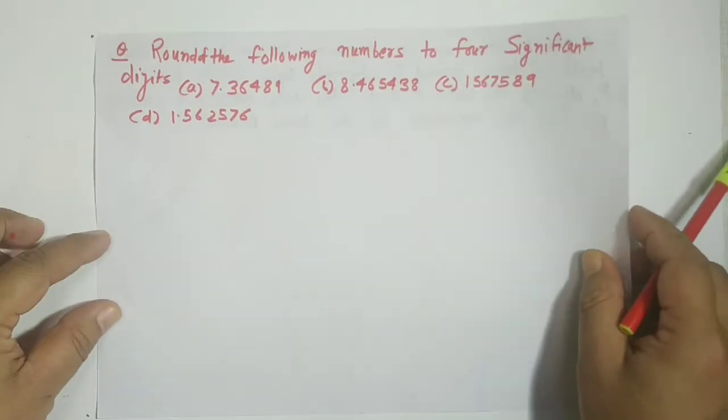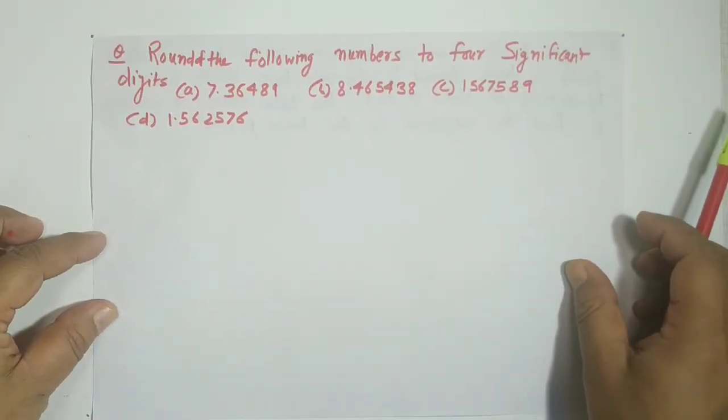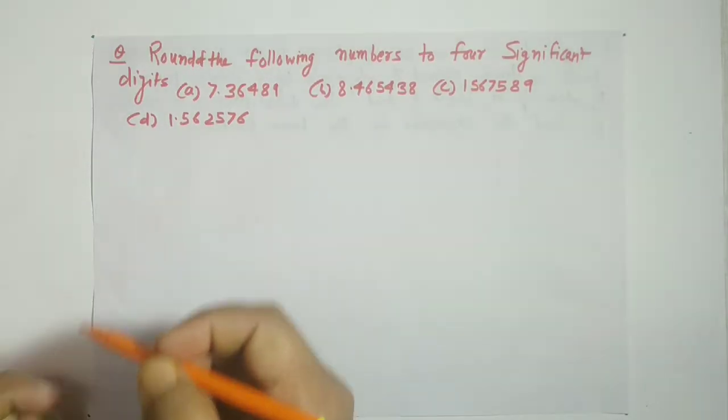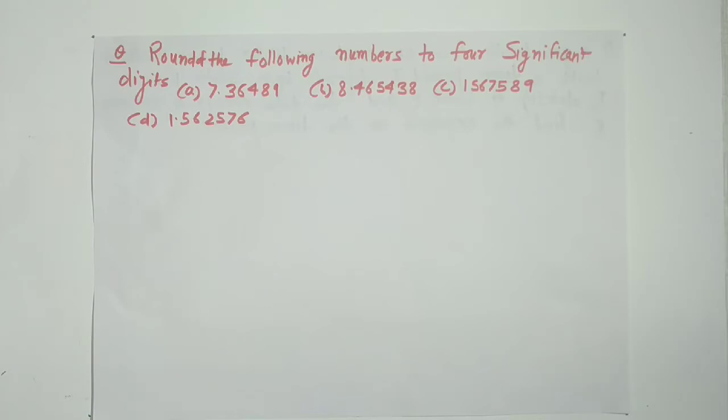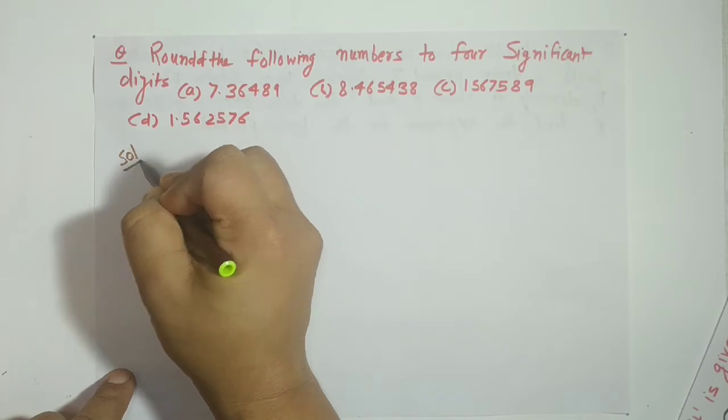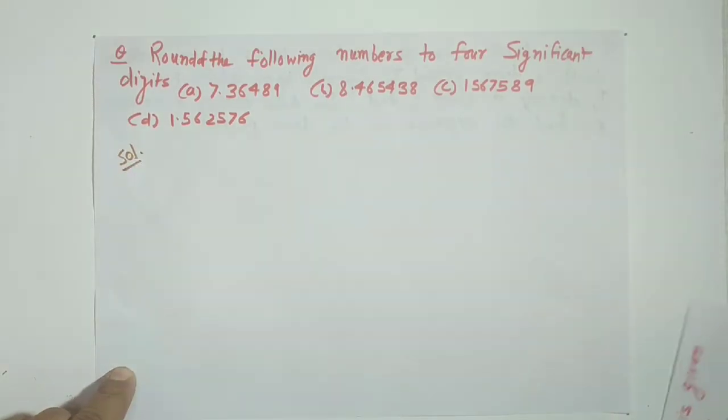Okay, then comes question number 3. And this is related with the significant figure. Round the following numbers to 4 significant figures or digits, and you have been given the numbers. Okay, so can you round off these numbers to the 4 significant digits? Listen carefully then, because significant figures are very easy if you go through them properly. So you have to go through each part of its rule.